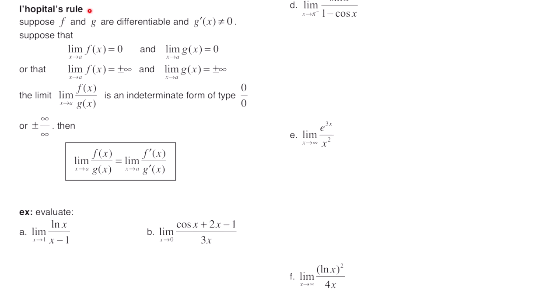Here we have L'Hopital's rule. It says suppose f and g are differentiable and g prime of x is not equal to 0. Suppose that we have two limits: the limit as x goes to a of f of x equals 0, and the limit as x goes to a of g of x equals 0. Or let's say you have the same limits, but one is equal to plus or minus infinity, and the other one is also equal to plus or minus infinity. Then the limit as x goes to a of f over g is an indeterminate form of either type 0 over 0 or plus or minus infinity over infinity. And if that's the case, then you can apply L'Hopital's rule, which says taking the limit of a quotient of functions is equivalent to the limit of the quotient of their individual derivatives.